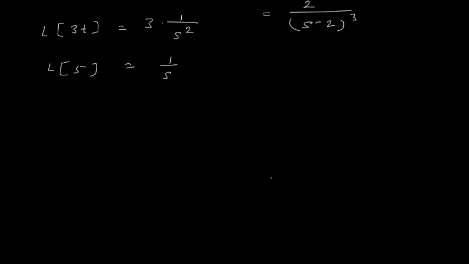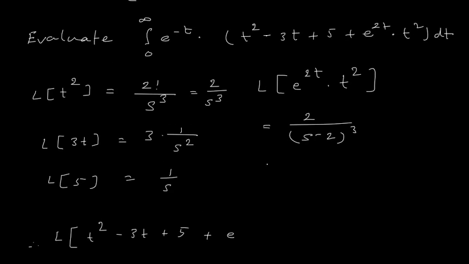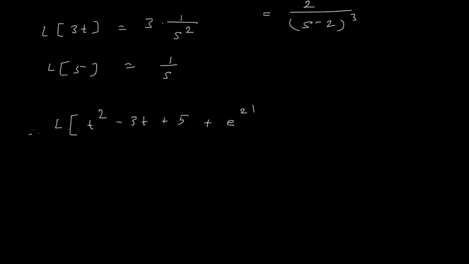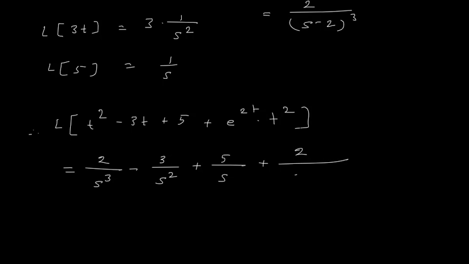Okay, so using this I can say that the Laplace of t square minus 3t plus 5 plus e power 2t into t square, the Laplace of all these terms, is equal to 2 upon s cube minus 3 upon s square plus 5 upon s plus 2 upon (s minus 2) the whole cube, not whole square. This is the Laplace of this.